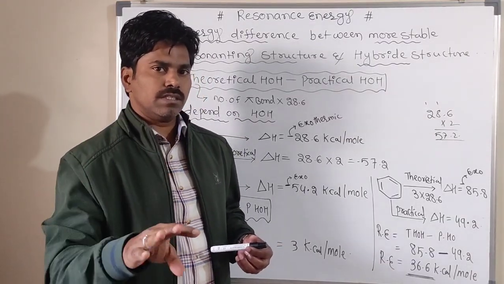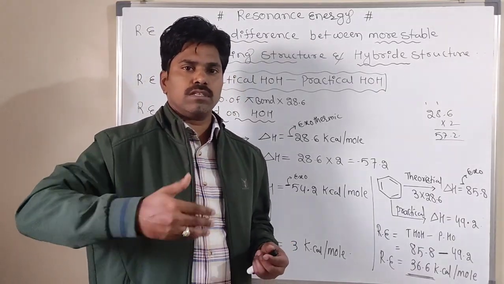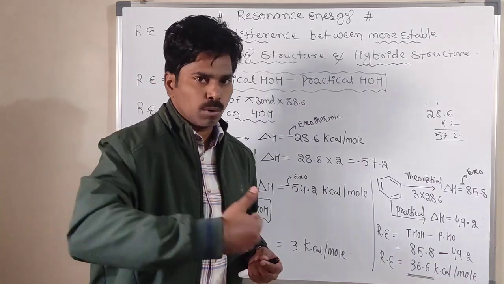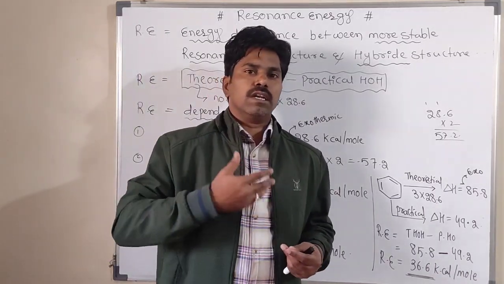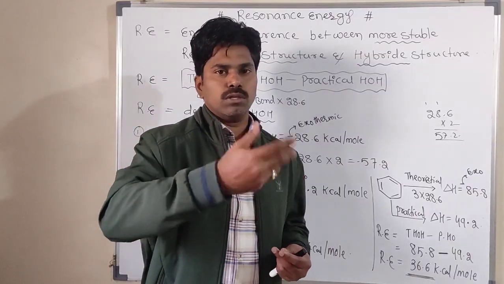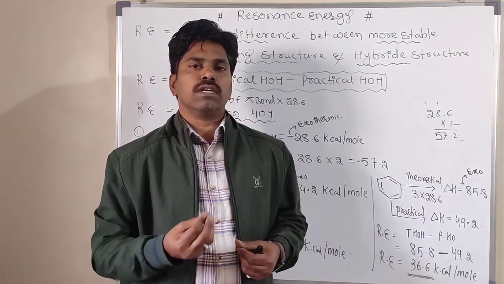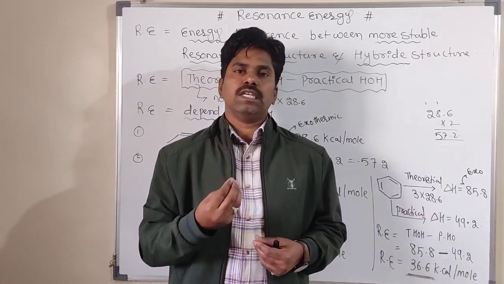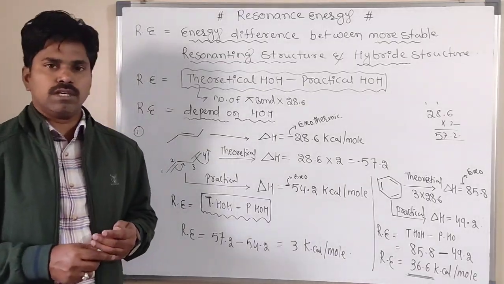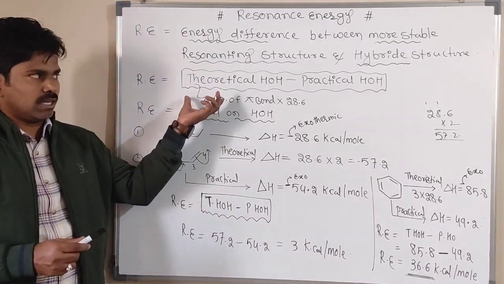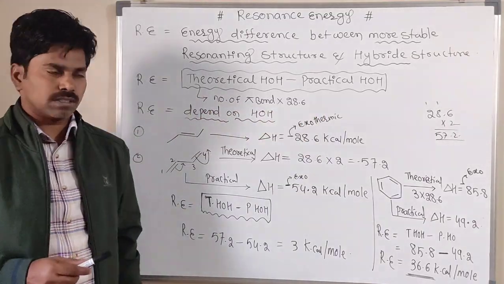Resonance energy means in the process, the pi electrons or lone pair electrons are moving from the single bond side to the conjugation side. So when they are rotating like that, double to single, single to double, in the process there is energy released. That energy we call the resonance energy. So resonance energy depends on the heat of hydrogenation, that is the theoretical value minus practical value. Theoretical means number of pi bonds multiplied by 28.6.